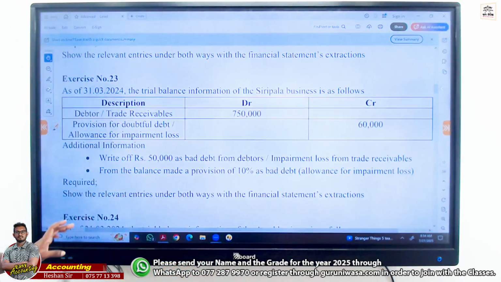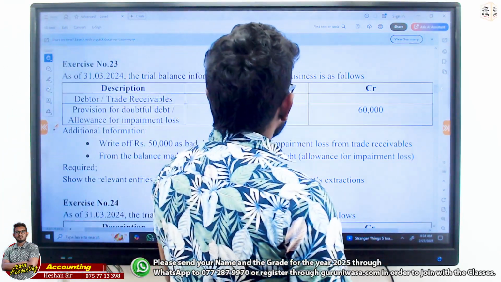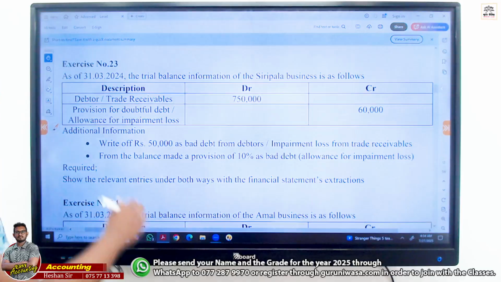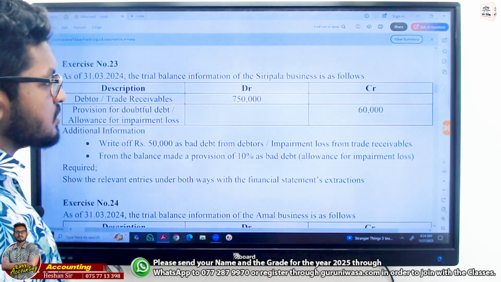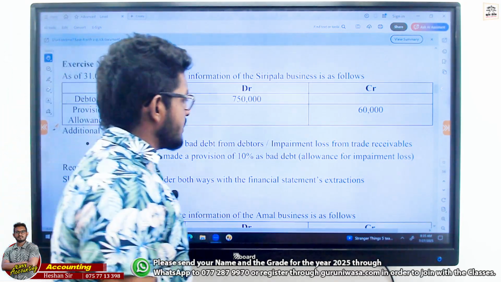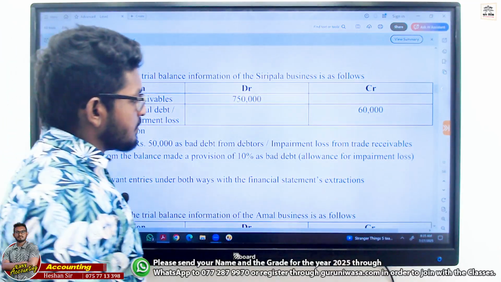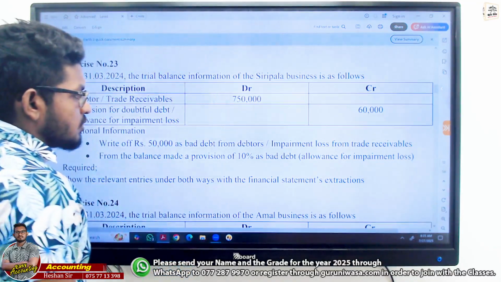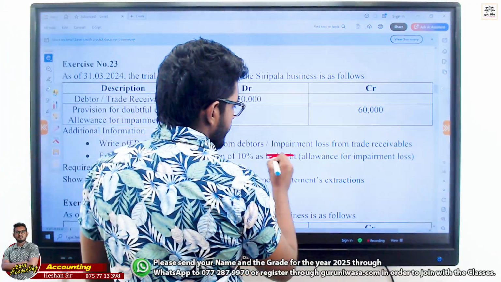What are the things? As of 31st March 2021, the trial balance information of Siripala business is as follows. You can see debtors or trade receivables, provision for doubtful debt, or the allowance for impairment loss 60,000. This is the provision for doubtful debt account balance, right? Additional information: write off 50,000 as bad debt from debtors, or impairment loss from the trade receivables. From the balance, made a provision of 10%. Correct it not as bad debt, but correct it as doubtful debt.